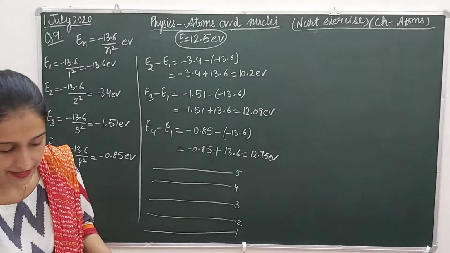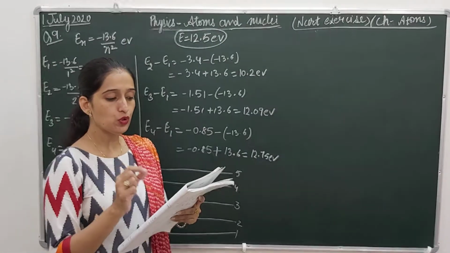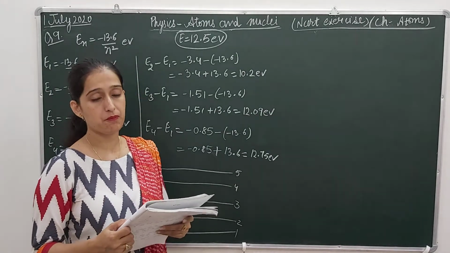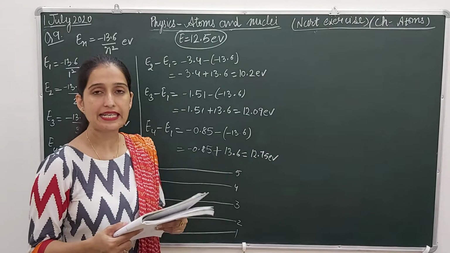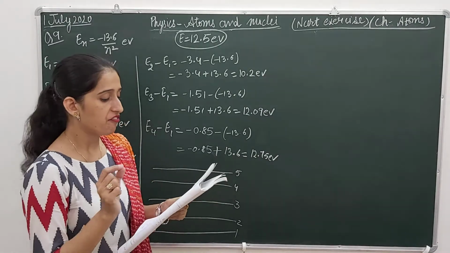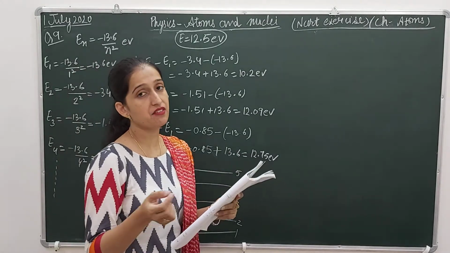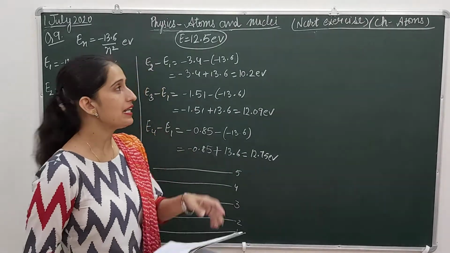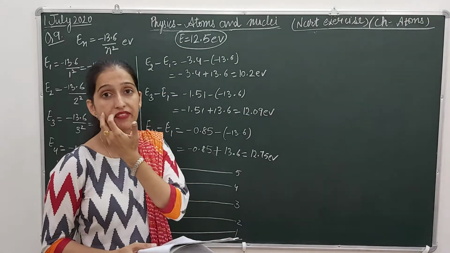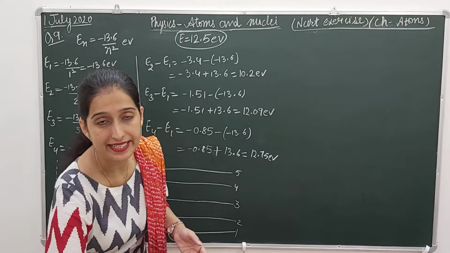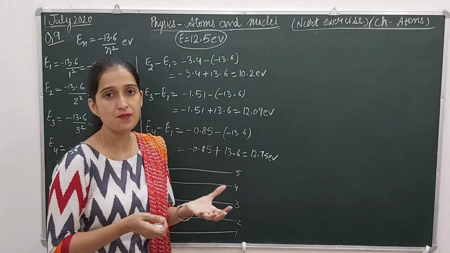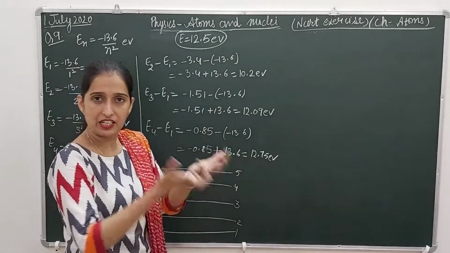It is saying that a 12.5 electron volt electron beam is used to bombard gaseous hydrogen atoms at room temperature. What series of wavelengths will be emitted? Means an electron beam is there whose energy is 12.5 electron volt, and they are saying that electrons of the gaseous hydrogen are going to absorb this energy.